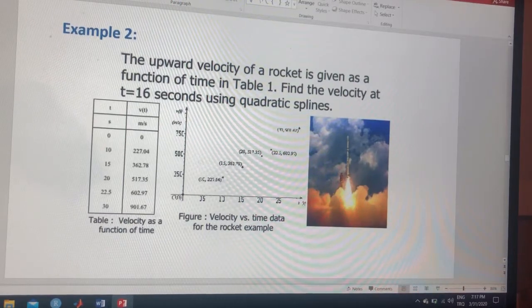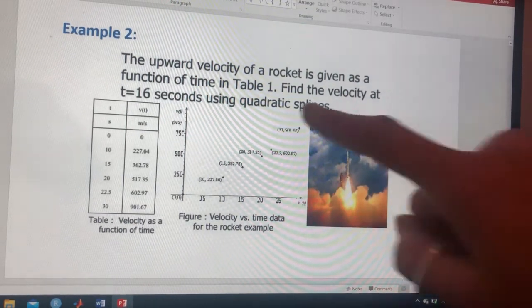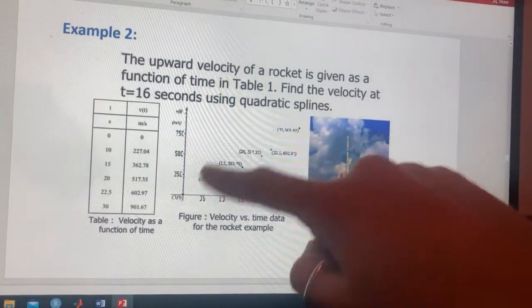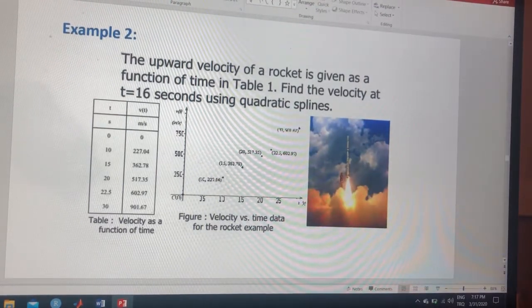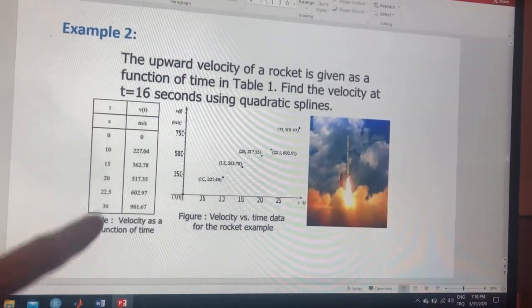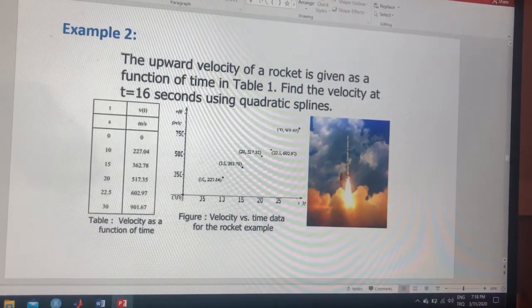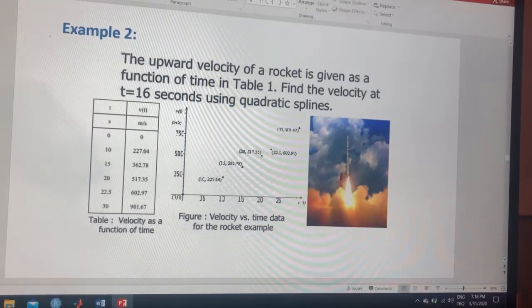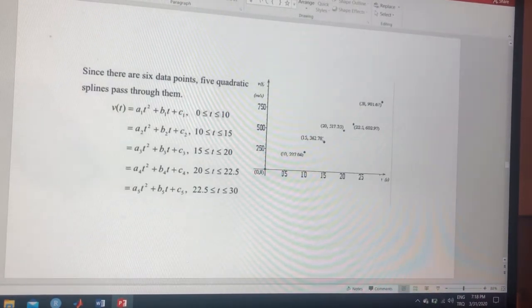So let's do the same example, this time with the quadratic splines. Again, we have how many? 5 or 6? 6 data points, and 1, 2, 3, 4, 5, 6 data points, and actually you could calculate from there. And we can write 5 different quadratic polynomials between that.